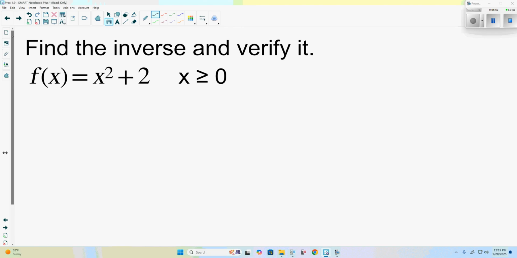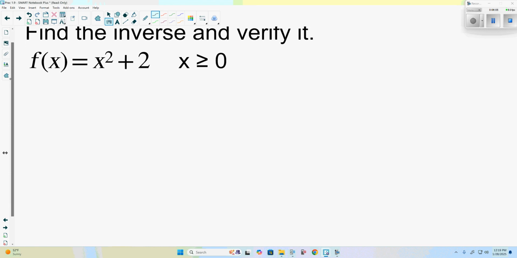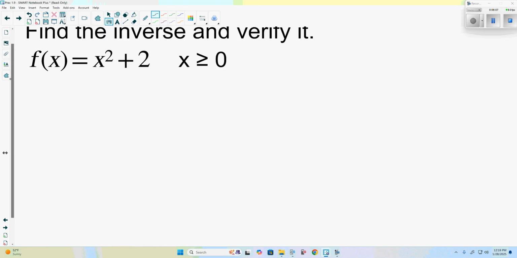Now we'll go back over why, because our quadratic functions, x squared, don't actually have an inverse function. They do have an inverse, it's just not a function. So we have to restrict the domain for it to work. Now, we're going to find the inverse of x squared plus 2. The first thing we're going to do is replace f of x with y.